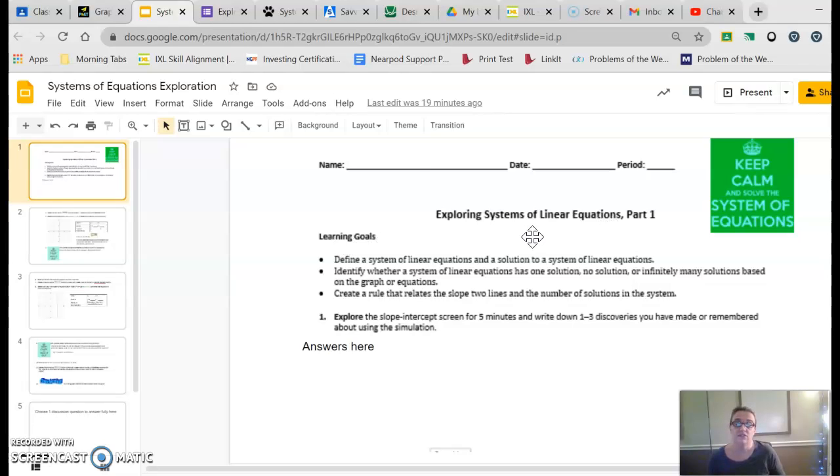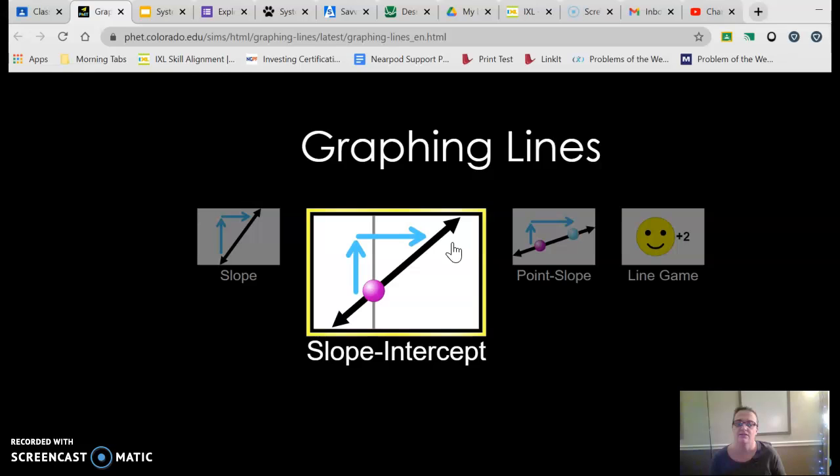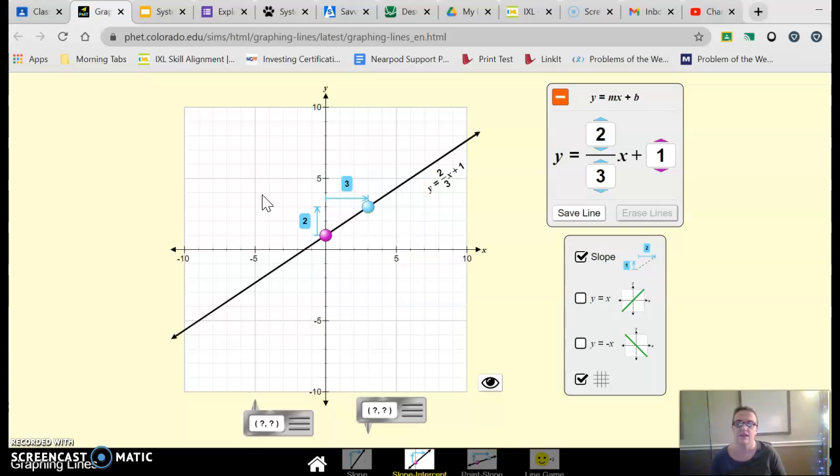So to meet these goals, what we're going to do is we're going to use this graphing tool. Again, the link is in the assignment. We don't want the slope version. We want the second box, which is slope intercept. So we click right there on that second box, and it opens up our tool.